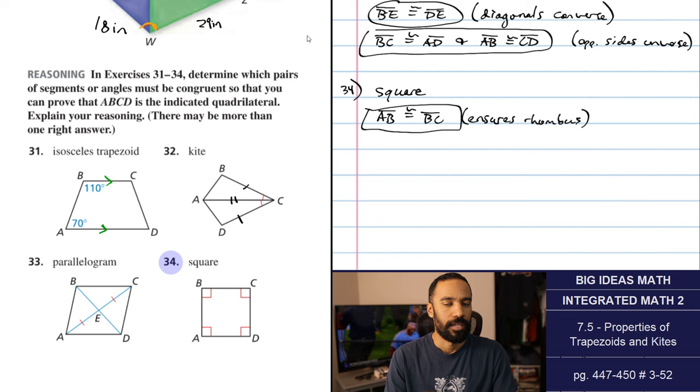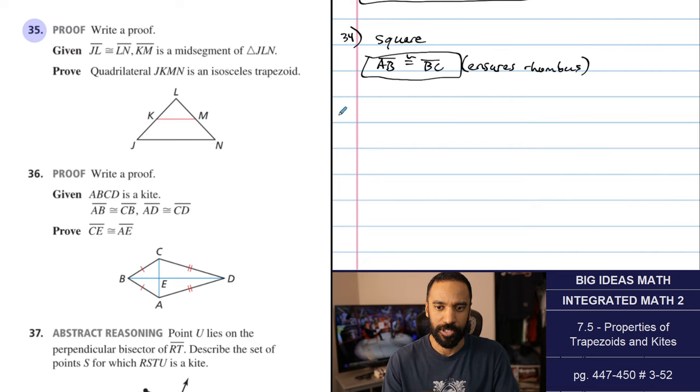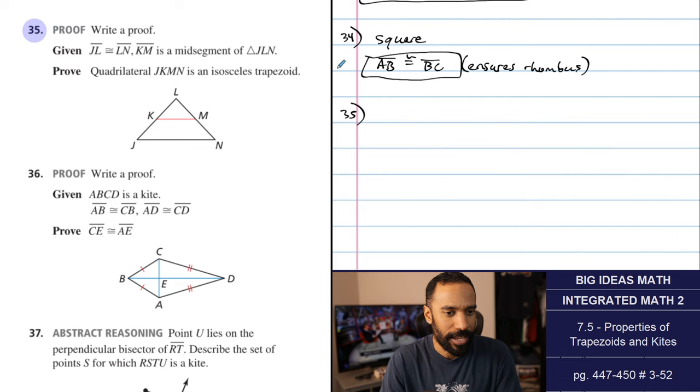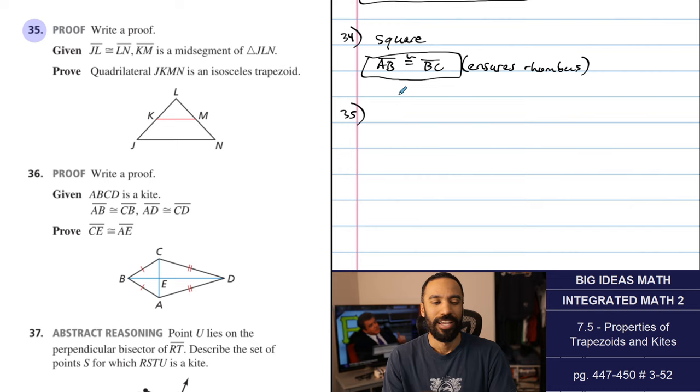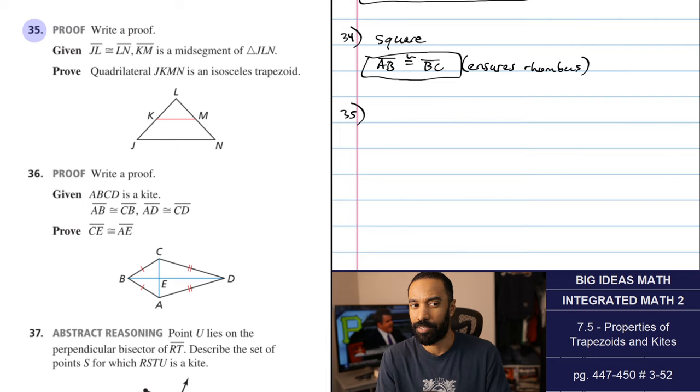Number 35. All right, now we got to start writing some proofs. 35 and 36. Write a proof that KM is a mid-segment of triangle JLN. Excuse me, that's a given. Prove that this is an isosceles trapezoid. Oh, JK. I don't know why I didn't see that. All right, so I'll leave the diagram there. Let's go to statements and reasons.